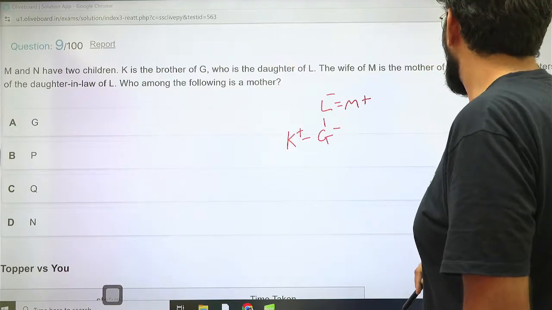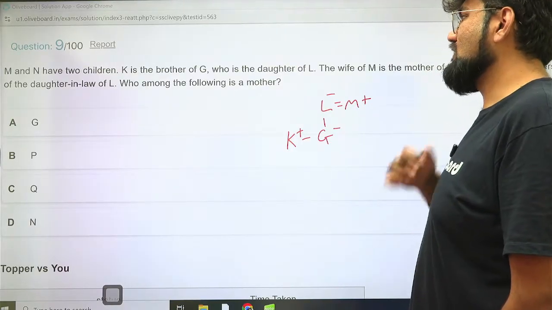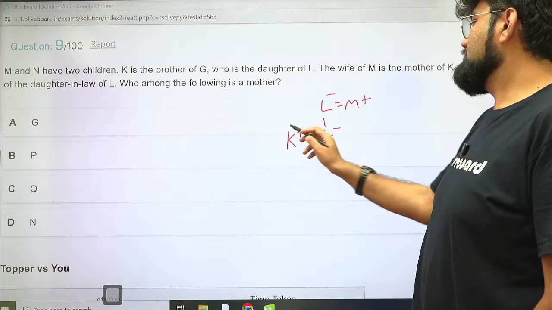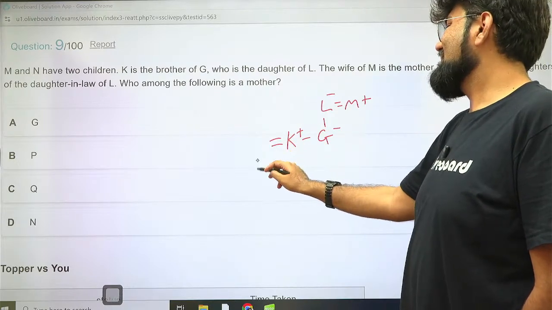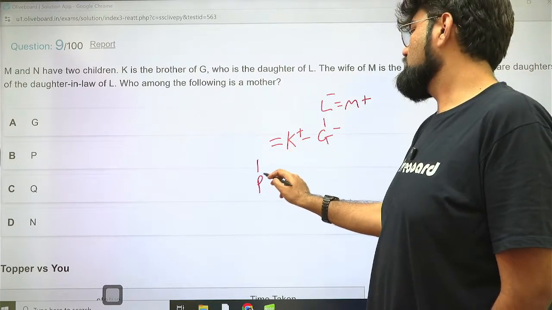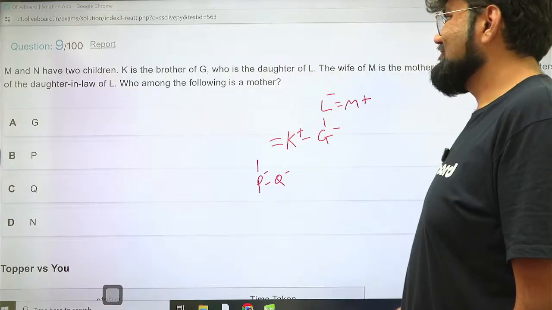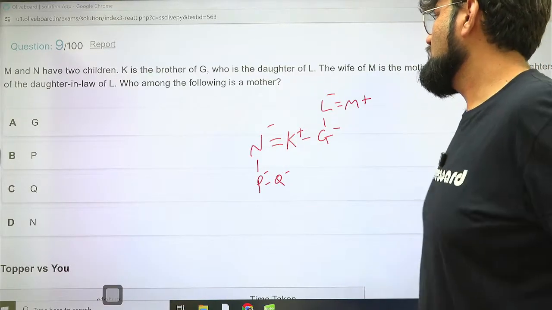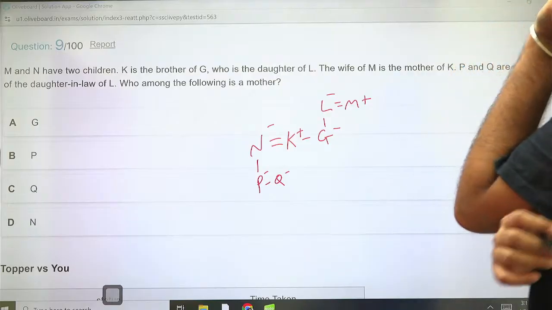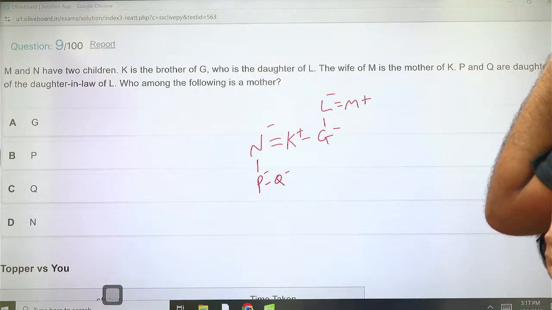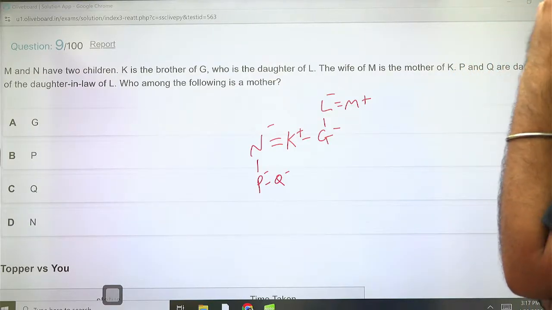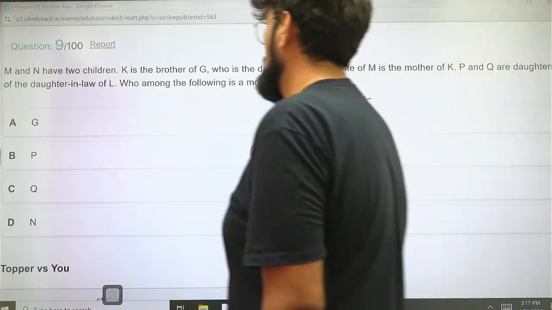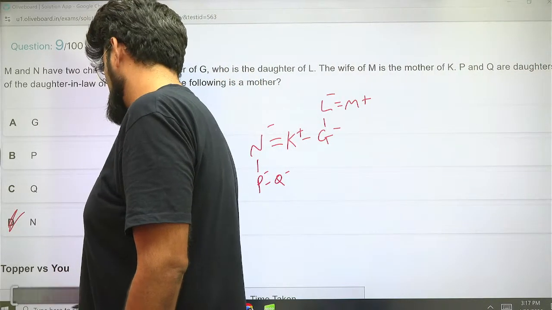Great. P and Q are daughters of the daughter-in-law of L. Who among the following is the mother? I think then N also will come here. If M and N have 2 children, that means N has to come here. There's no other option. Who among the following is the mother? It's either L or N. So N is the correct option. Option D. Good question.